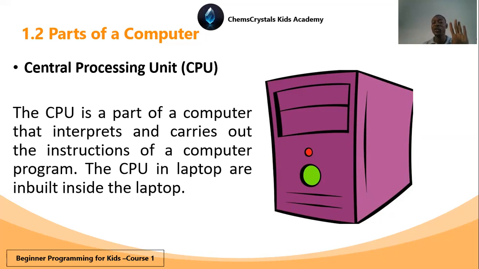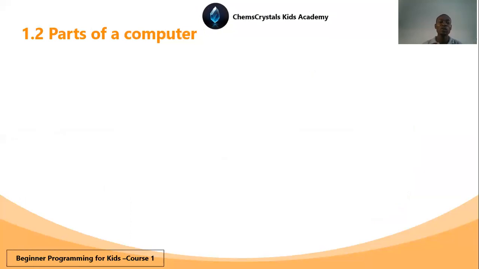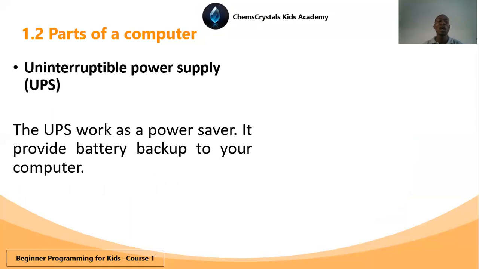Let me see if you remember. The first one is what? Monitor, good. Second is what? Keyboard, good. Third is what? Mouse, very good. And lastly, we've talked about what? The central processing unit known as the what? The CPU, very good. Now let's move on to another part, which is known as the UPS.